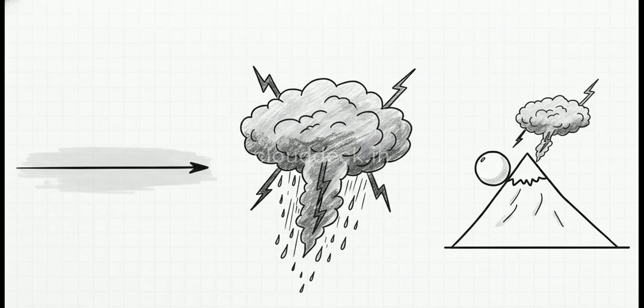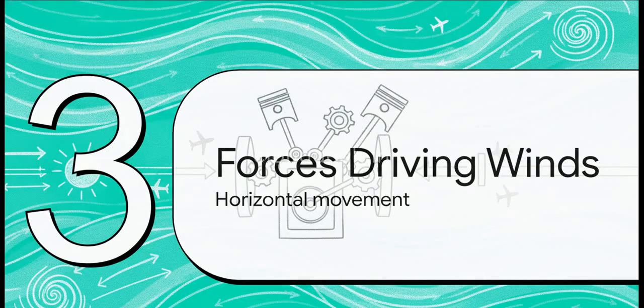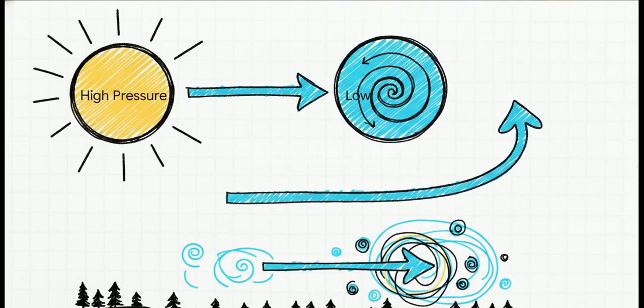This basically means the air is completely stable if it's dry, but highly unstable if it becomes saturated and gets forced upward by something like a mountain or a weather front. Moving on to Section 3, forces driving our winds, focusing on horizontal movement. We're shifting gears now from vertical instability into the fluid dynamics of horizontal movement.